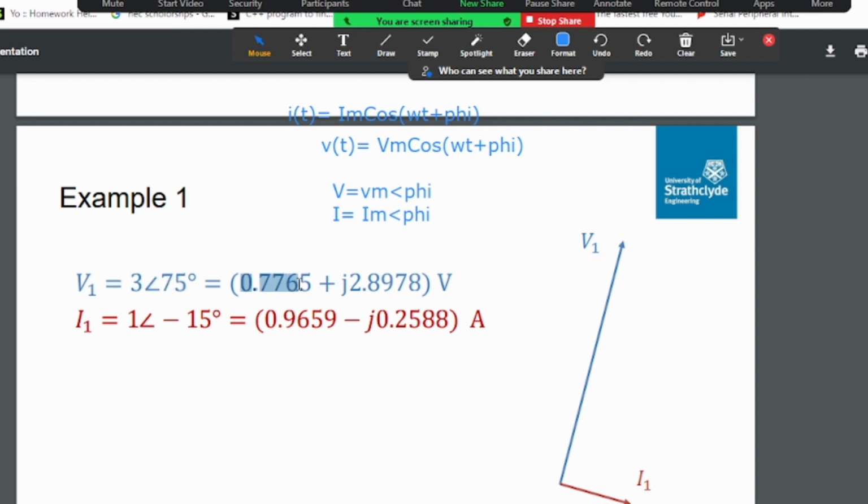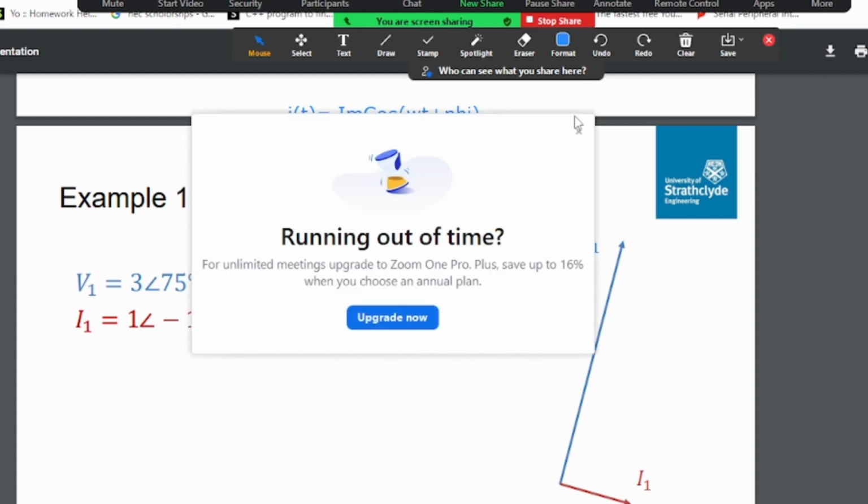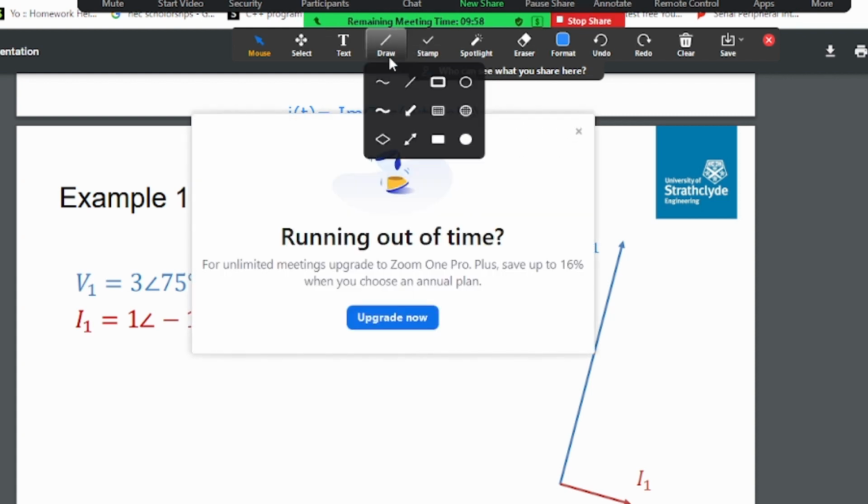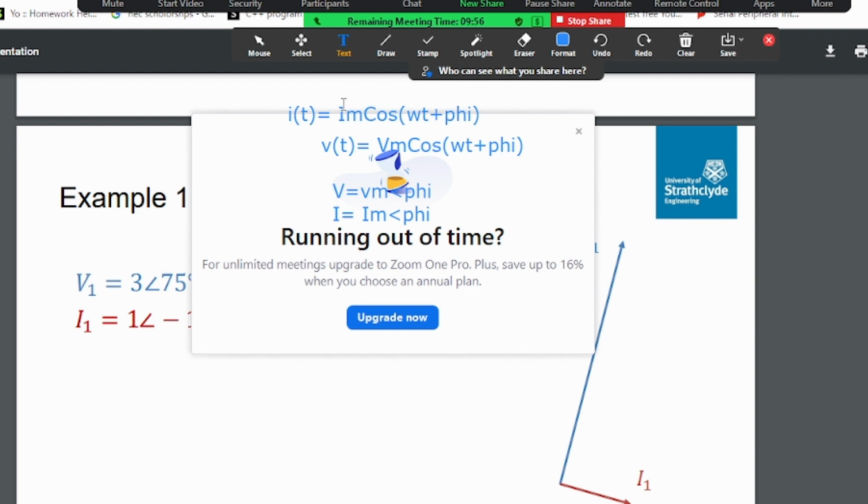This 0.7765 has not come directly. It has come through a formula. And this j2.8978 has also come from a formula. This 3 angle 75 has been converted into the value of X and the value of Y. So what is the formula for them? Just to remind you, I will put here the formula for how these came.